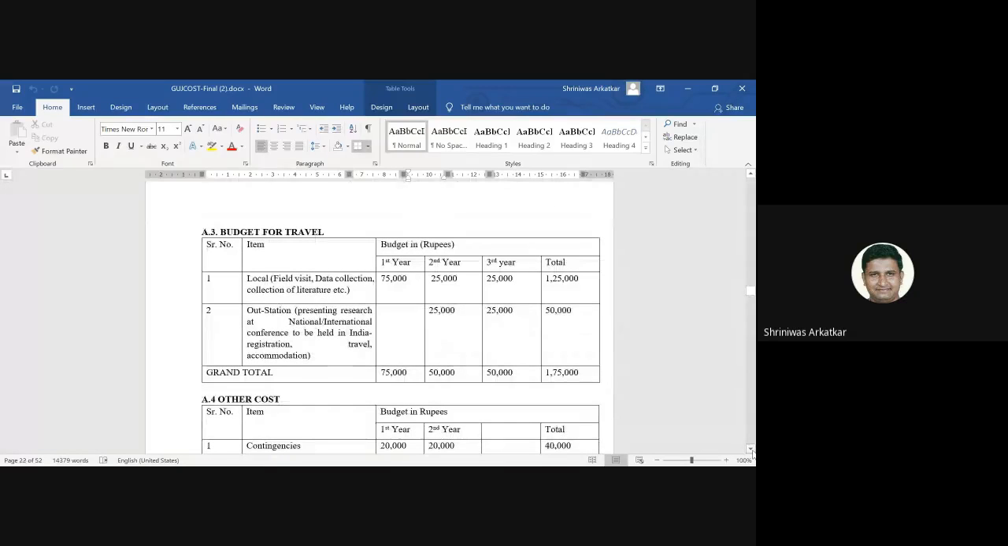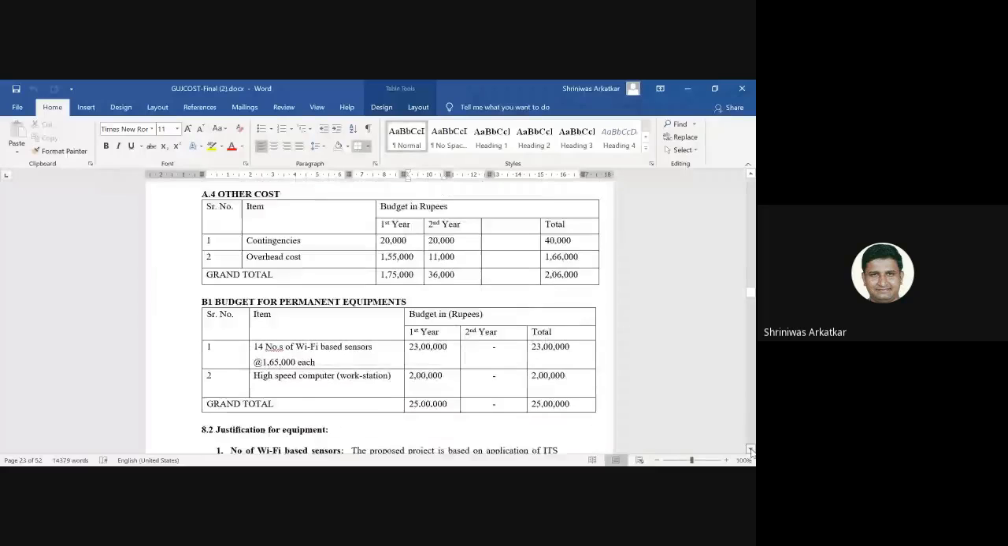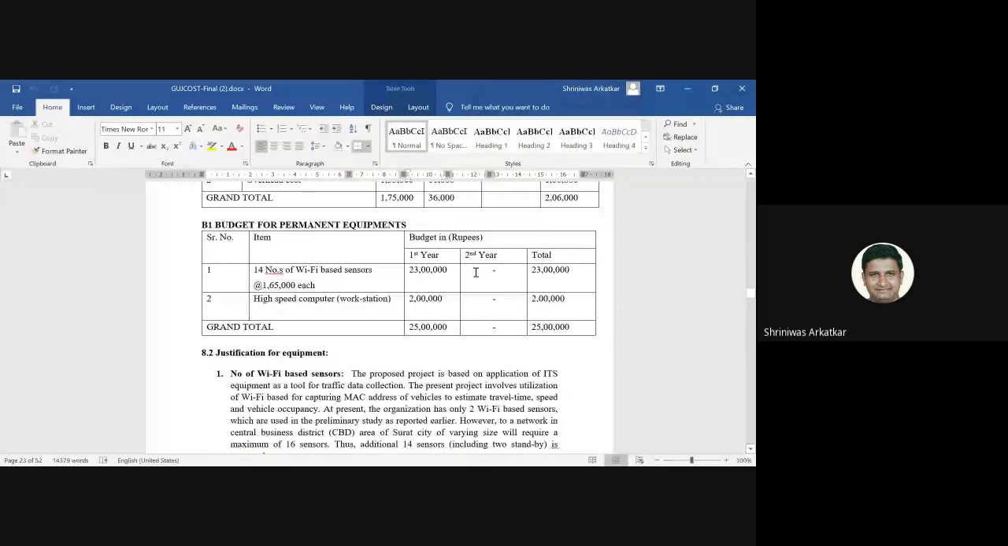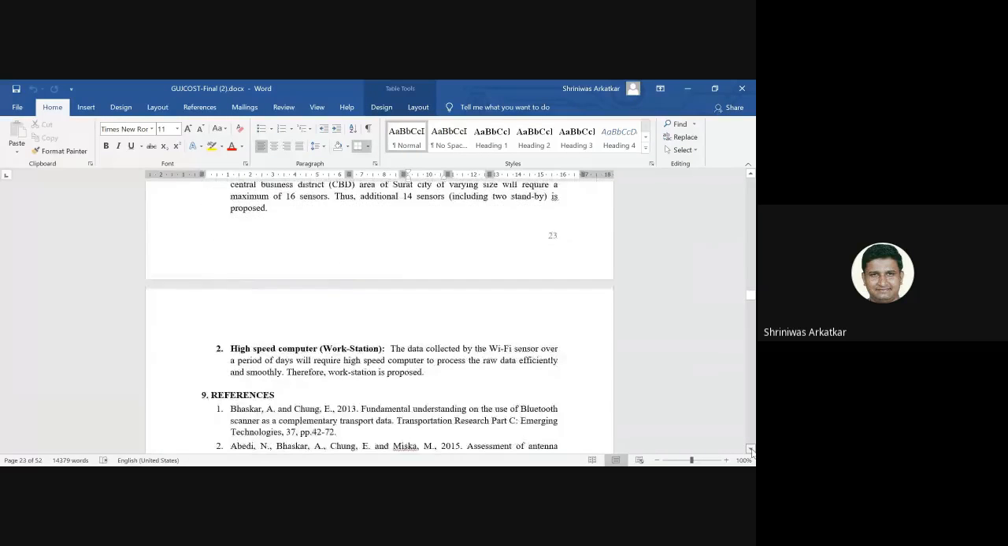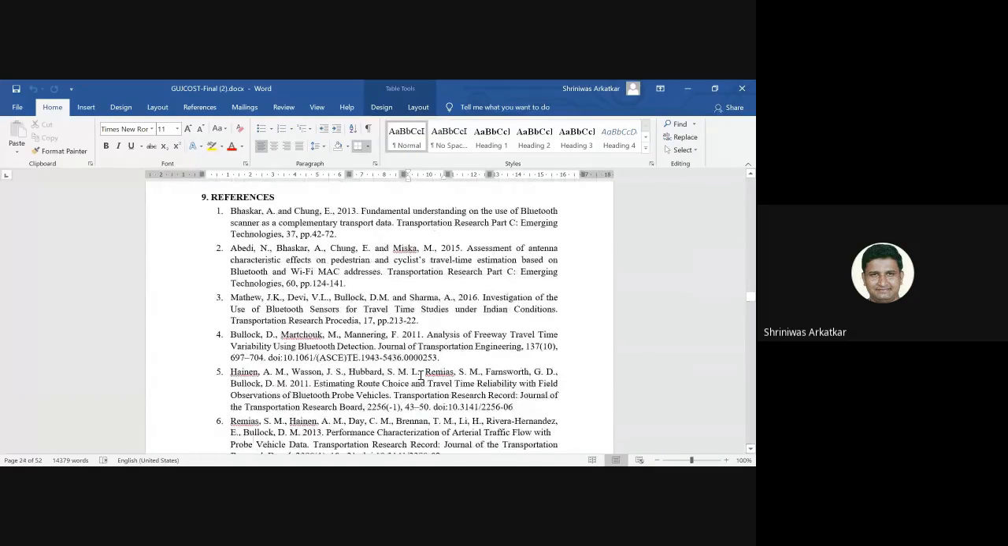Budget for travel, then other costs, budget for permanent equipment, what are the likely costs of equipment, what is the justification of equipment. So if you give that much detail, then it will be even better. And finally, these are the references which are already cited in your literature review.